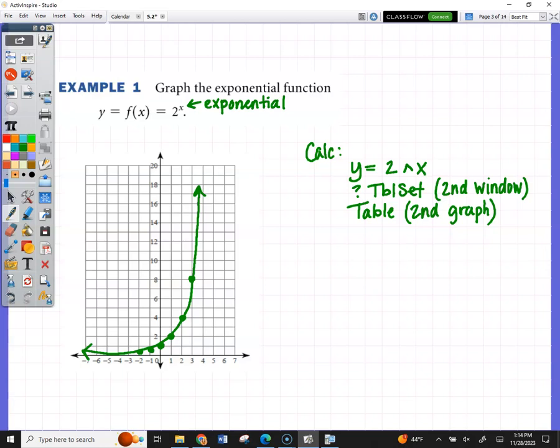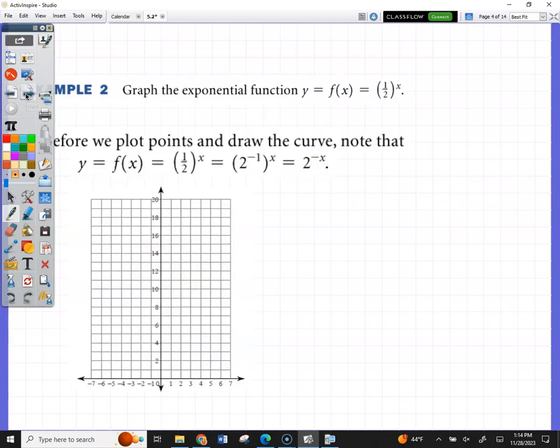This time you're graphing f of x equals 1/2 to the x power. Are y'all good with this slide? Mm-hmm. Before you graph it, you can go ahead and type it in y equals, but I would like you to make a note.